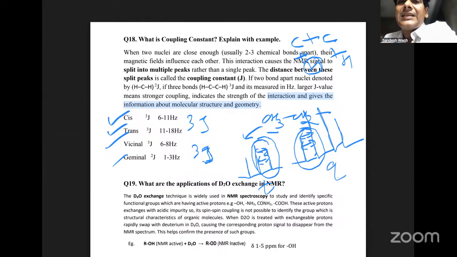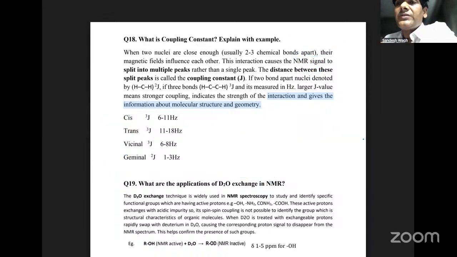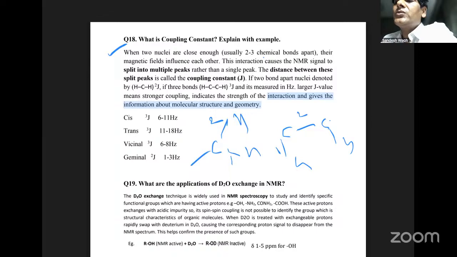So what exactly is this coupling constant? We'll read a couple of lines. When two nuclei are close enough, usually 2 to 3 chemical bonds, as I told you. So these are nuclei that are very close. Sometimes two bonds also, like the geminal one. Here one, two is two bond; one, two, three is three bond. So this is J3 and this is J2. That is usually two or three chemical bonds apart.